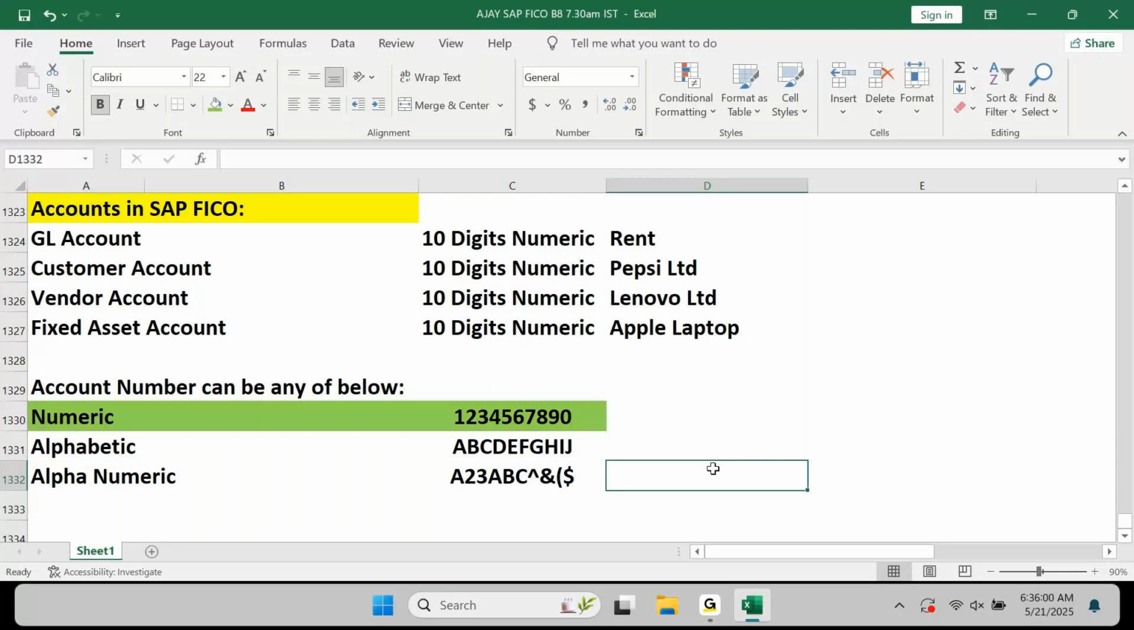If it is a GL account, 10 digit is maximum, but it is recommended you go with 8 or 9 digit. Majoritarily, we will proceed with 8 digit. You can also create a 9 digit. You can also create a 10 digit account number. Customer, vendor, you can go ahead with same 6 digit or 8 digit. Asset account number, you will go ahead with 10 digit number.